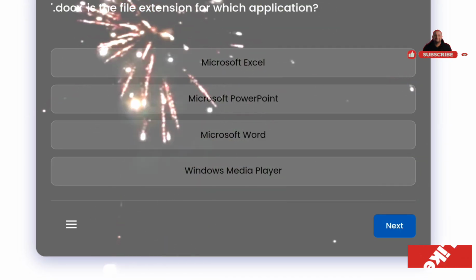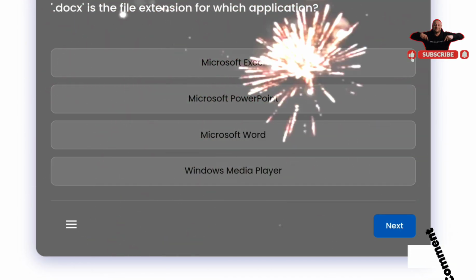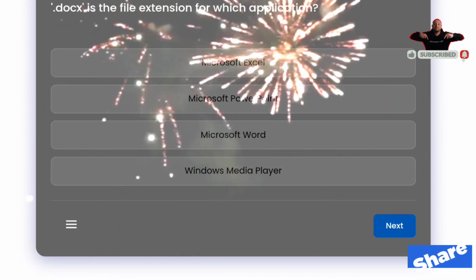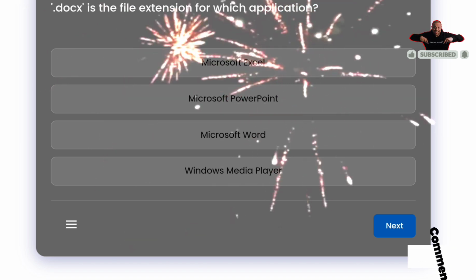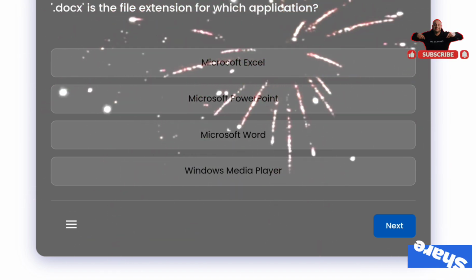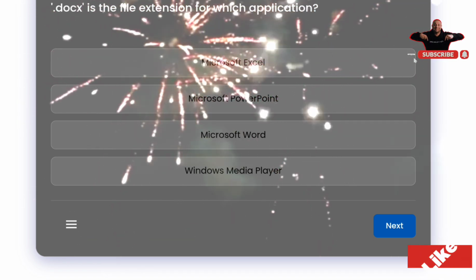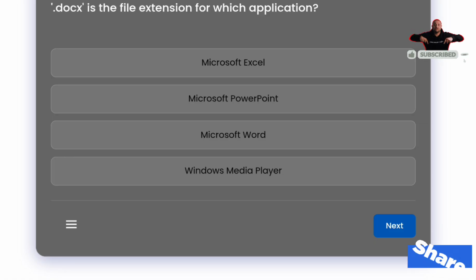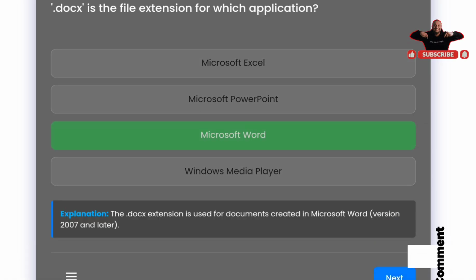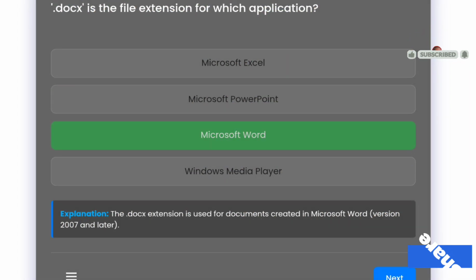Next question, docx is the file extension for which application? माइक्रोसॉफ्ट एक्सेल, माइक्रोसॉफ्ट पावर पॉइंट, माइक्रोसॉफ्ट वर्ड और विंडोज मीडिया प्लेयर. The answer is the third one, Microsoft Word. The docx extension is used for documents created in Microsoft Word. Okay.